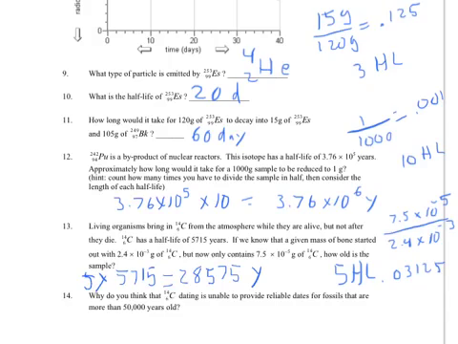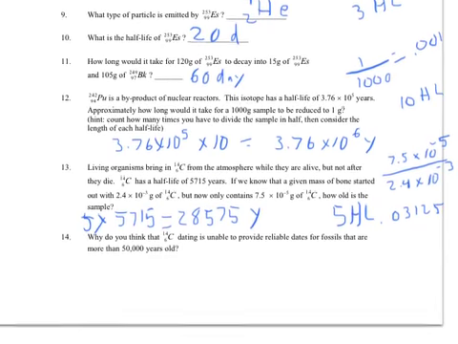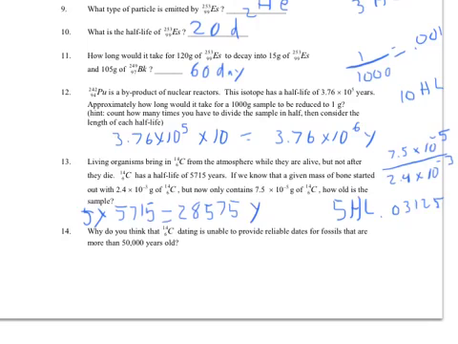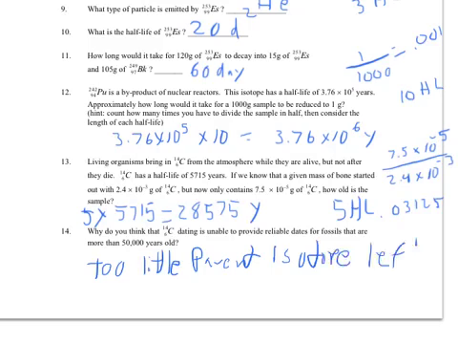Let's look at one last thing here. It says, why do you think carbon-14 dating is unable to provide reliable dates for fossils more than 50,000 years old? And the reason is, since the half-life is this, and we're talking about very small quantities to begin with, there is too little of the original material left. Too little of the parent isotope left in order for us to determine how old the sample is.